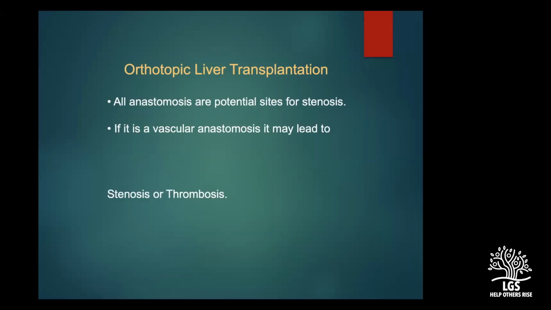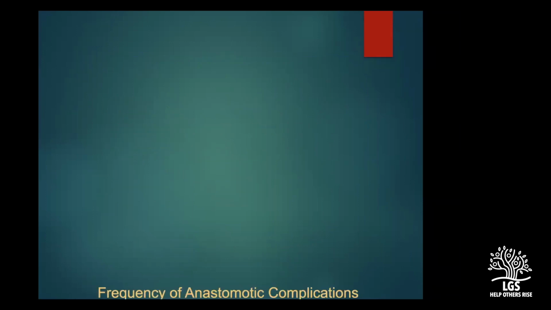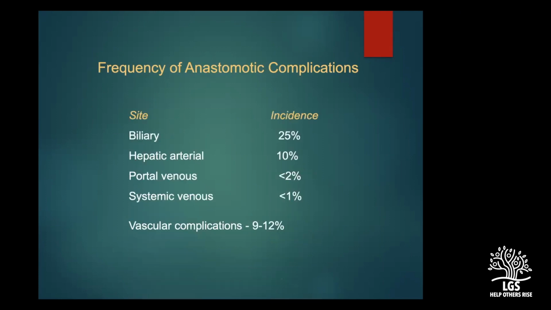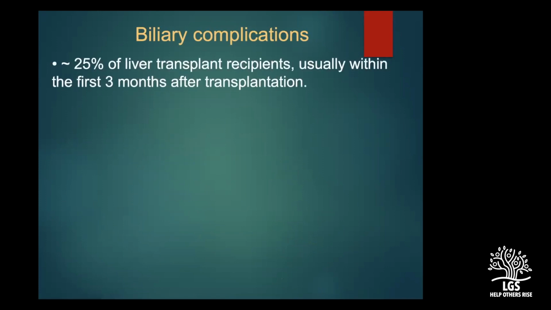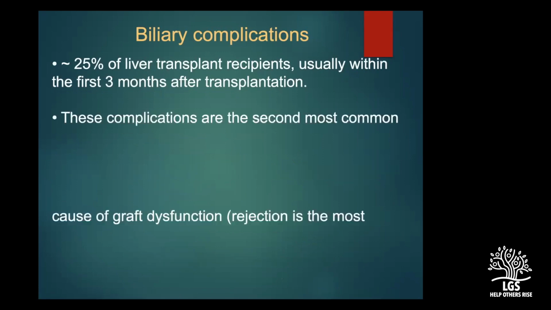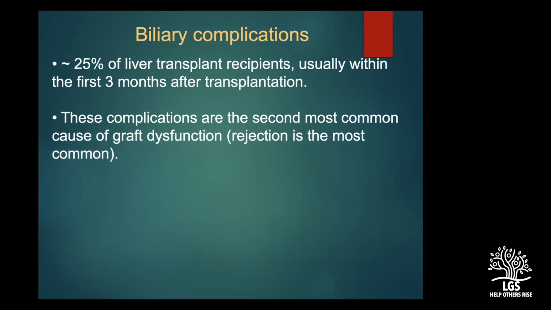Now, in terms of liver transplantation, all the anastomoses are potential sites for stenosis. If it is a vascular anastomosis, it can lead to stenosis or thrombosis. In terms of the frequency of anastomotic complications, biliary has a fairly high incidence, then comes hepatic arterial, then portal venous, then systemic venous. Overall, the vascular complications contribute 9 to 12% of the complications. Biliary complications are fairly common: usually 25% of liver transplant recipients, usually within the first 3 months after transplantation, may end up having them. These are the second most common after graft dysfunction, rejection being the most common.